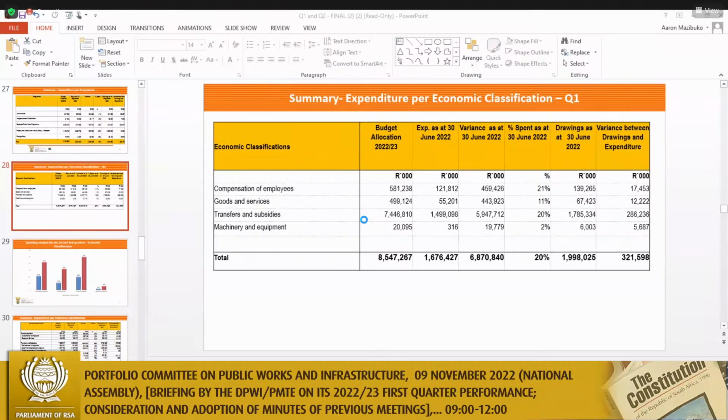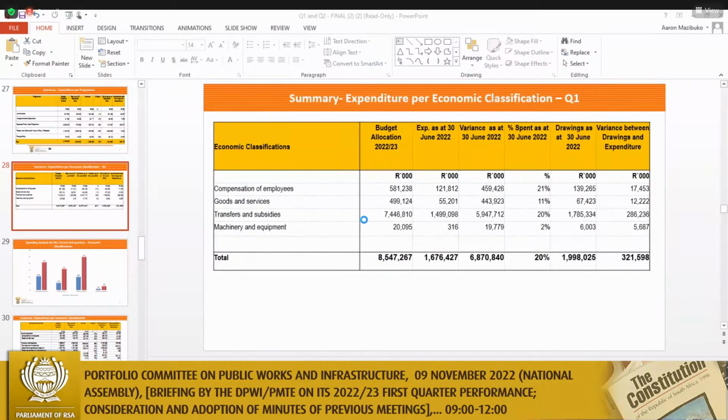Chairperson, the budget allocation for the first quarter was 8.5 billion, and as at the end of the first quarter, the expenditure was 1.7 billion, which is equivalent to 20%. In terms of the economic classification, for compensation of employees, the budget was 581 million. The expenditure as at the end of June was 122 million, which is equivalent to 21%.